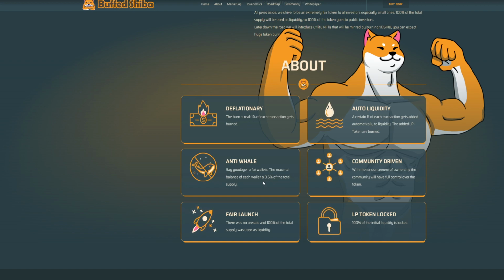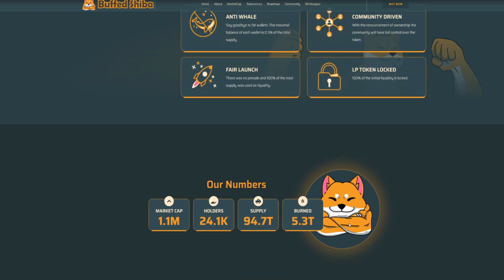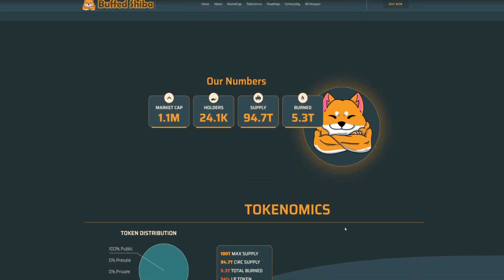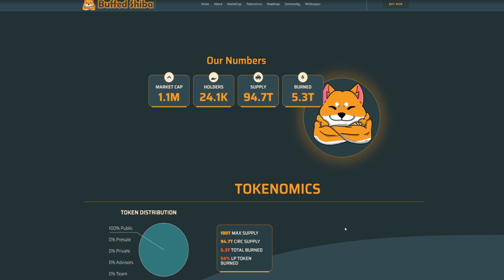Community driven and definitely a fair launch, so there was no pre-sale and 100% of the total supply was used as liquidity. 100% of the initial liquidity is locked. So there we go. Very transparent in my opinion and a very good community driven token that I definitely suggest buying if you're thinking about investing into cryptocurrencies. I would say that Buffed Shiba is definitely a great project for you.